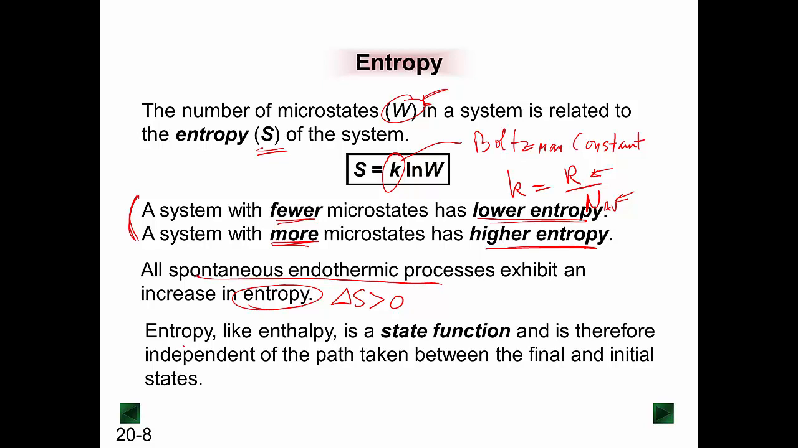Now, one last point on entropy is that entropy is like enthalpy in that it is a state function. It just has an initial value and a final value, and that initial value and final value is independent of how you get there. Now this is different than work. Work depends on direction, and heat depends on the direction of heat flow. But enthalpy is a state function, and entropy is a state function similarly.